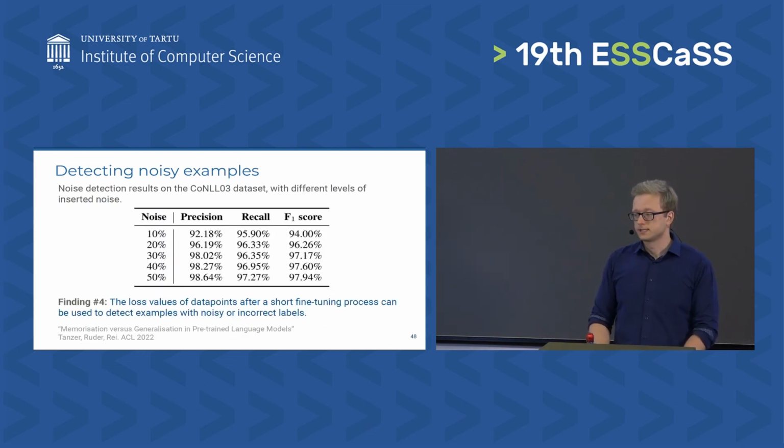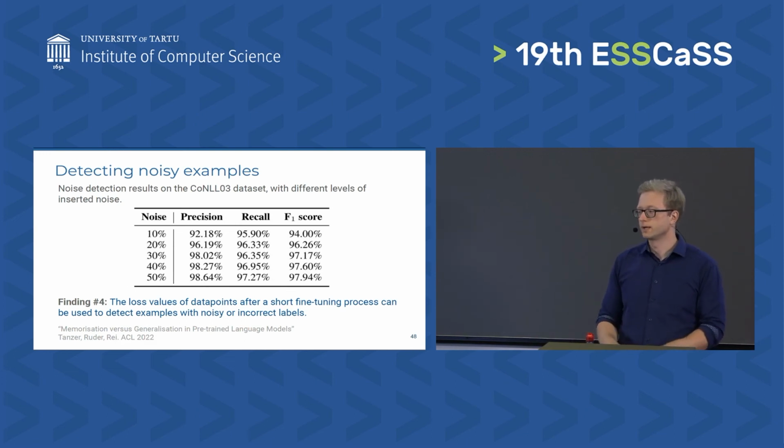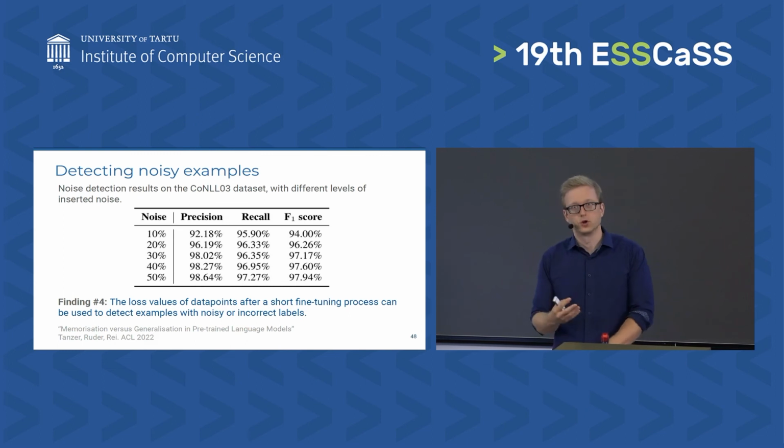And we found that we can actually quite reliably predict if a label in the training set was noisy or not. If the noise is 50%, then we can actually identify with 97.9% F1 score whether a data point in the training set was noisy or not. So the model is basically learning the general purpose patterns first, and then this random noise stands out in terms of loss.